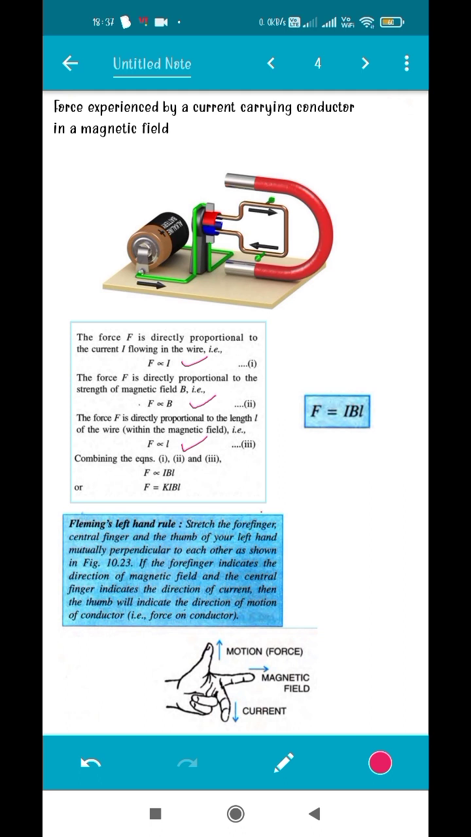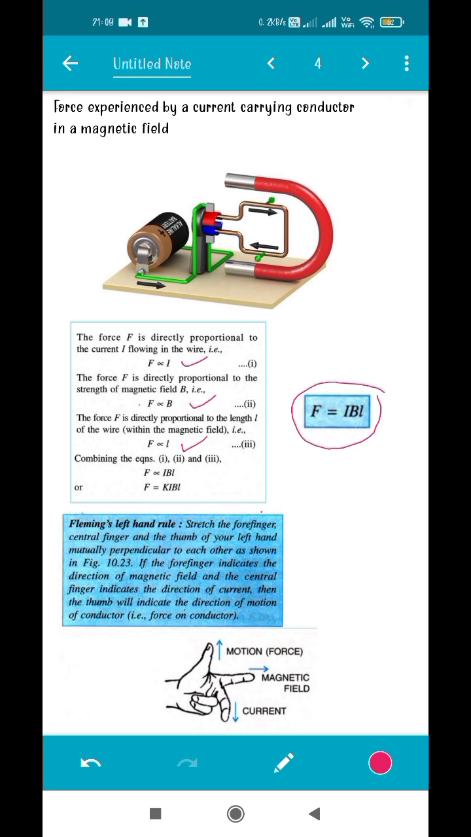So if we combine these three proportionality relations, we get F is directly proportional to I, B, L. And we know that for removing the proportionality sign, we have to bring in a constant K. By experiments, it has been found that K is equal to 1. Thus, the force is equal to I into B into L. The force experienced by the conductor is equal to the product of the current, the magnetic field, and the length of the conductor. Using Fleming's left hand rule, we can very easily find out the direction of the motion or of the force which the conductor will face when it is placed in such a magnetic field.